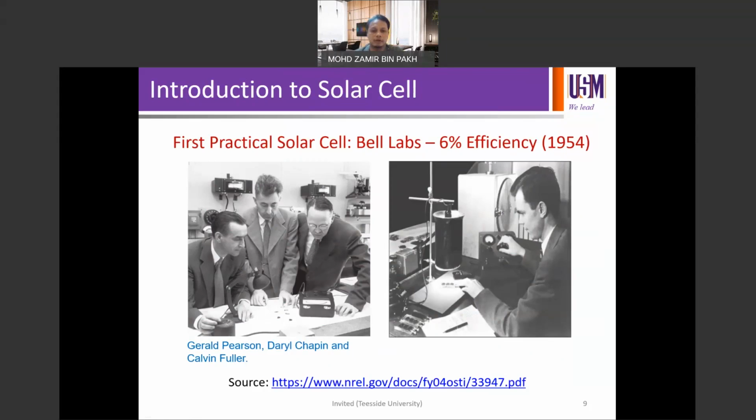You can check out the source included down here, the PDF file by NREL, in order to understand the full story of the breakthrough.